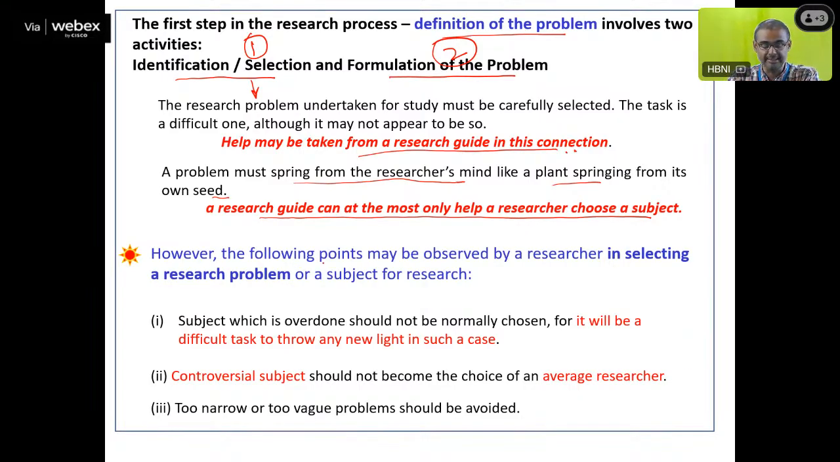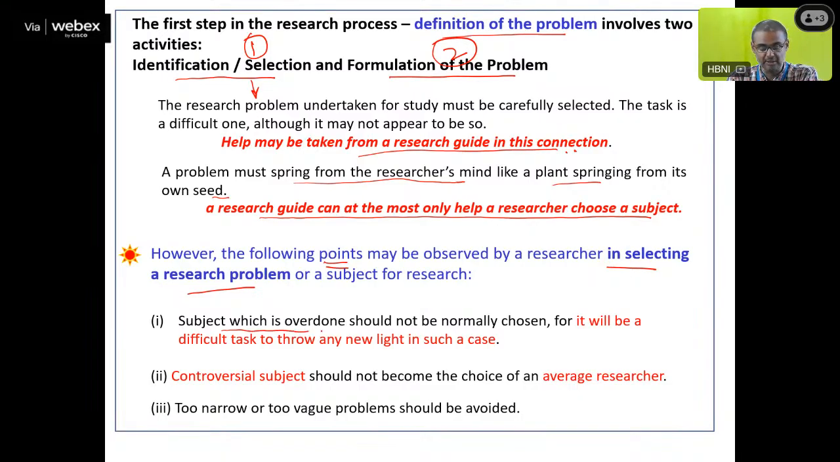What are the points you need to remember, or what are the important points we need to consider in selecting the research problem? That is tabulated here point-wise. I will go through this, try to understand. First is negative, what we will not do.